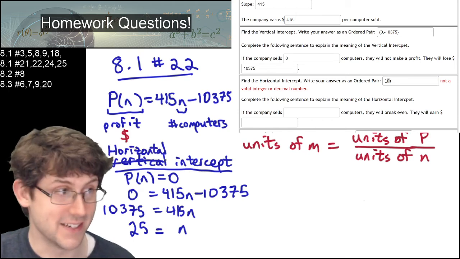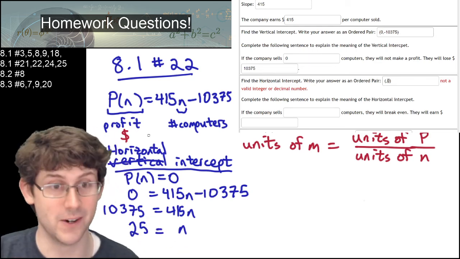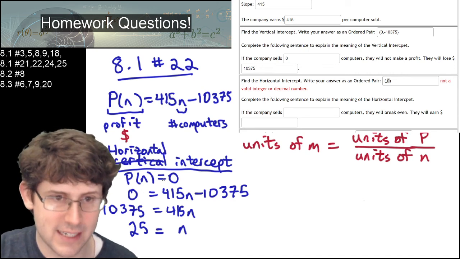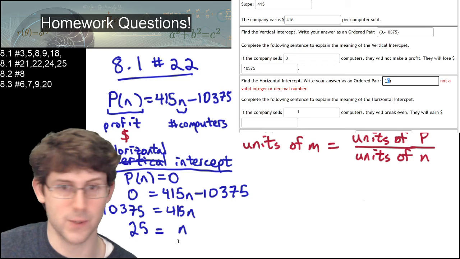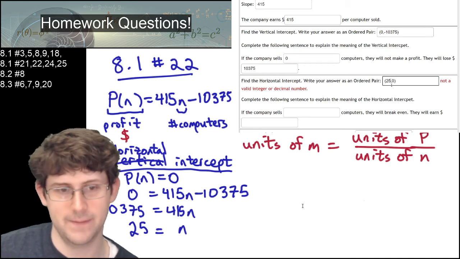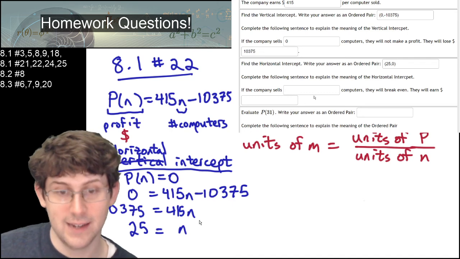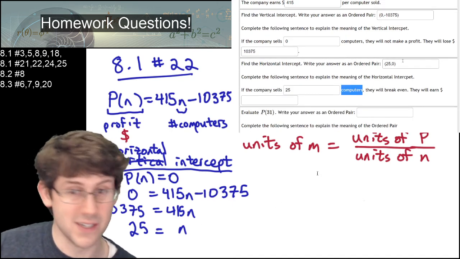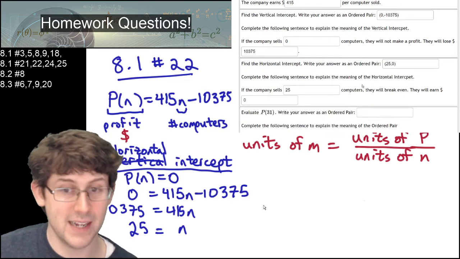The horizontal intercept is this. The vertical intercept had an input of 0. The horizontal intercept has an output of 0. So I want 0 in the Y slot, in the output slot, and 25 for the input slot. So I'll put that in here. Cool. Then it says, what does this mean? Well, it tells you that if they sell 25 computers, the number of computers is the input, then they will earn $0. The number of dollars is the output.